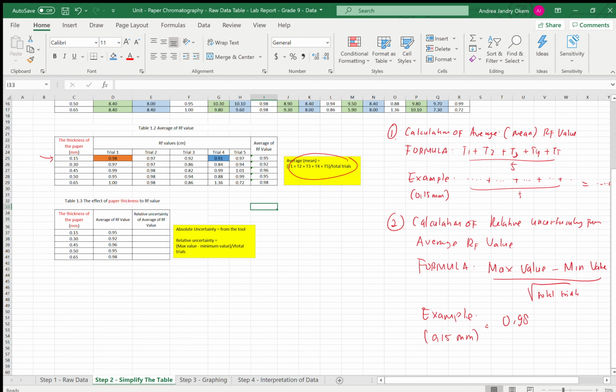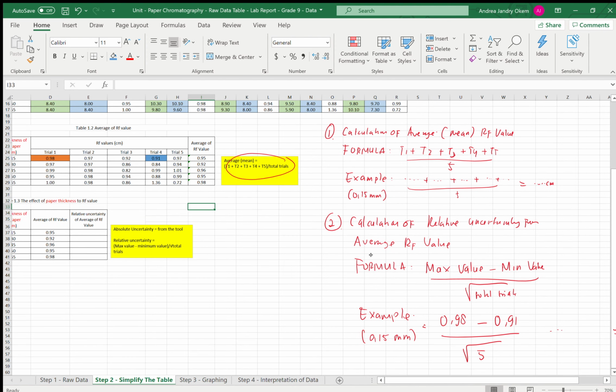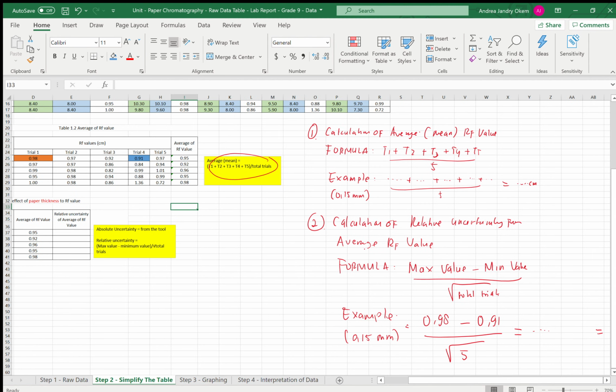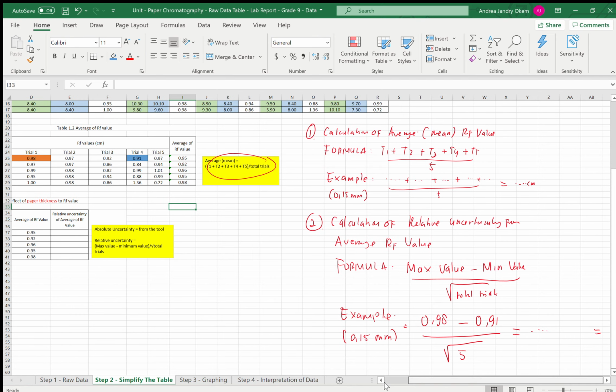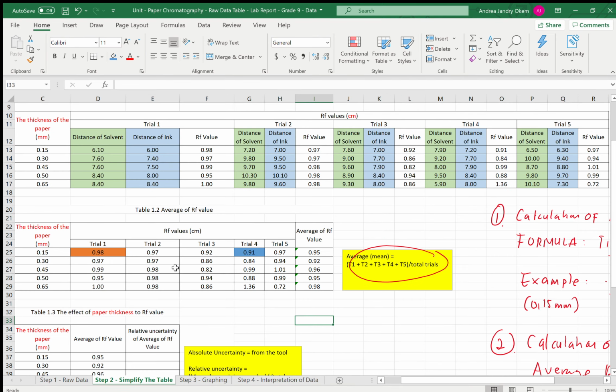So later I can say that 0.98 as the maximum minus 0.91 as the minimum, and then divide with the square root of total trials. In this sample it is square root of 5, and then you can produce the number. Later you have to mention the answer in your lab report. Okay, just take a look right now. How do I make it in the table?